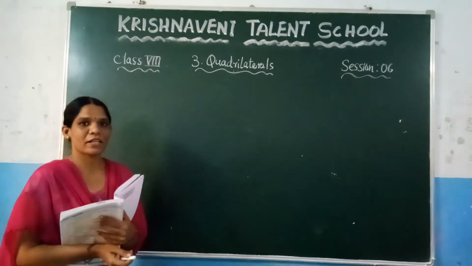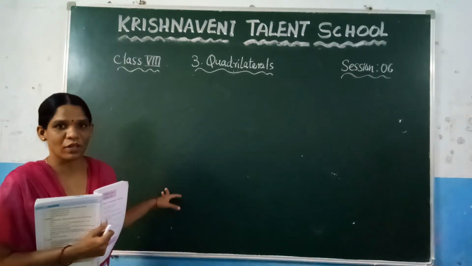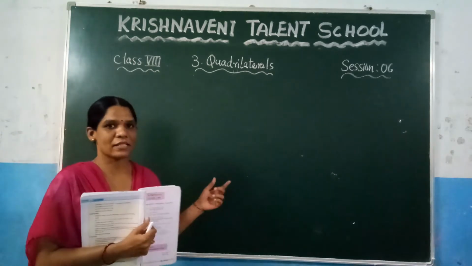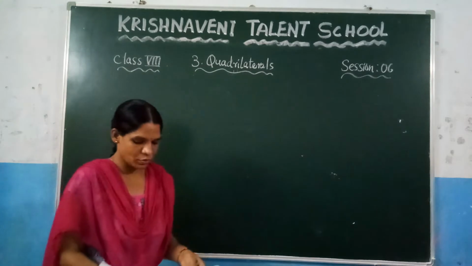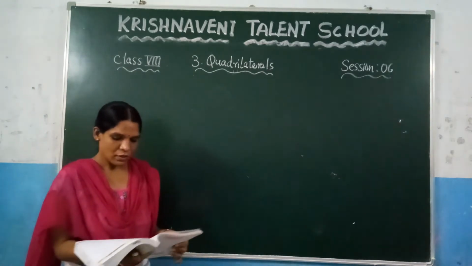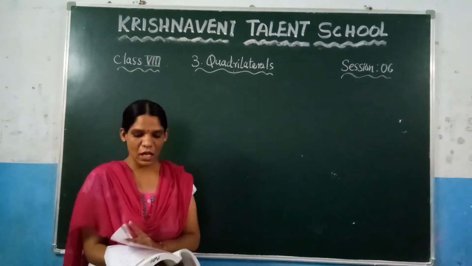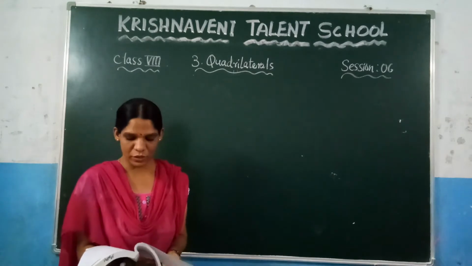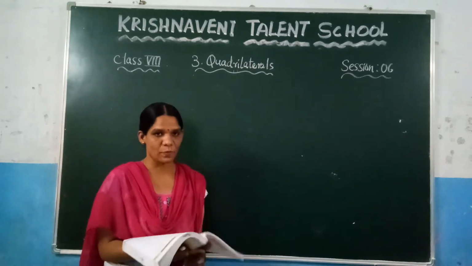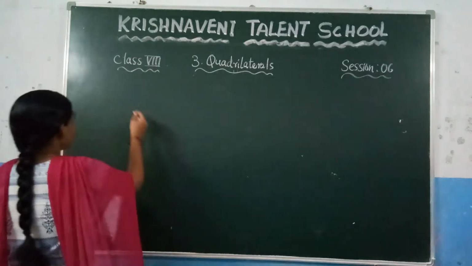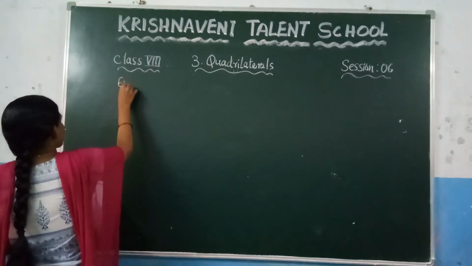In the last session, we discussed how to construct quadrilaterals if 5 sides and 4 sides and one angle are given. Now, in this exercise, we are going to see how to construct a quadrilateral if 4 sides and one diagonal are given. In that, see the first problem in exercise 3.2, first question.